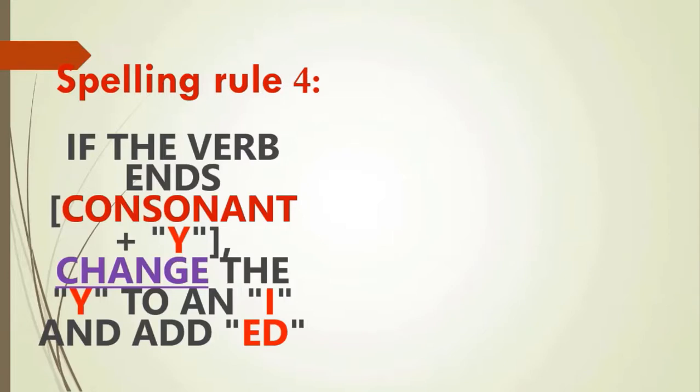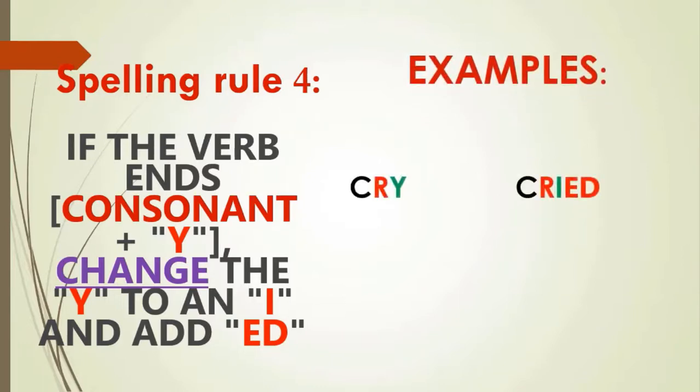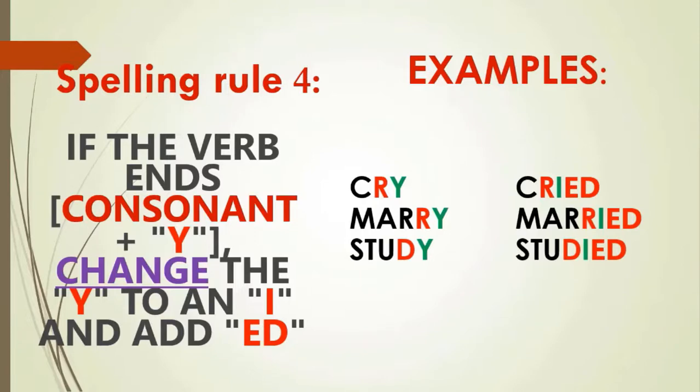Spelling rule number 4. If the verbs end in a consonant plus Y, change the Y to an I and add ED. Examples: cry, cried; marry, married; study, studied.